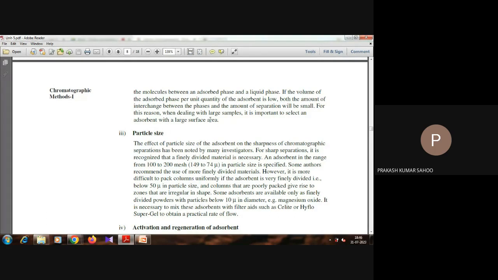It is very common that if we have a sample with a large size, where the molecular weight is very high, then what happens? We should select one adsorbent with a large surface area. That is, we have to select 200 or 300 micron silica gel, not 60 micron silica gel, like this.